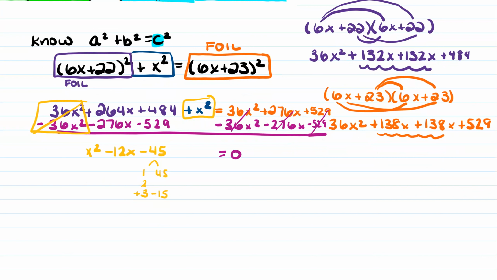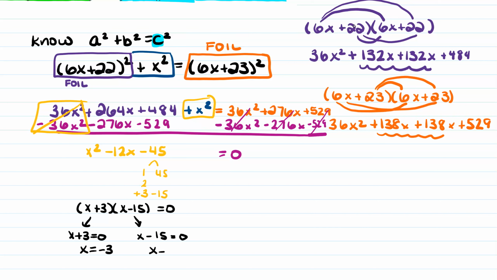into x plus 3, x minus 15, and that equals 0. And it turns out if two things are timesed together and they equal 0, one of them had to be 0. So either x plus 3 was 0, or x minus 15 equals 0. And those are again little baby equations. This one gives me x equals negative 3, and this one gives me x equals 15.